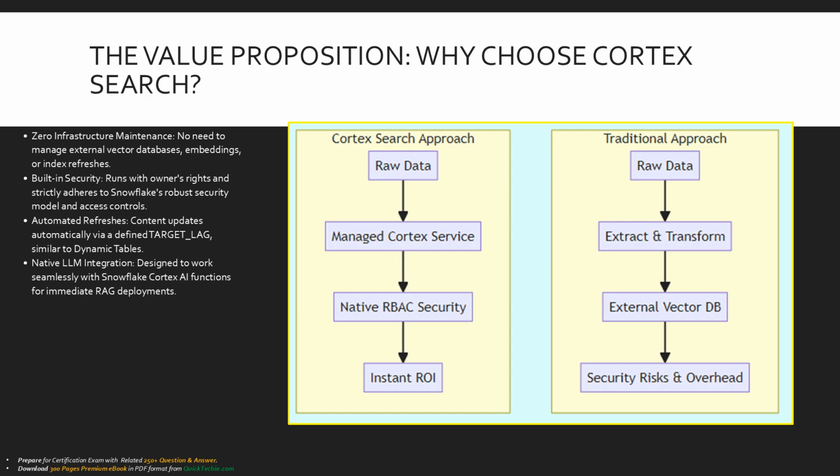Furthermore, security is paramount. Cortex Search services perform searches using owner's rights, meaning they follow the exact same rigorous security model as other Snowflake objects. When you create the service, you define a target lag, and Snowflake automatically ensures your search index stays fresh as the underlying data changes. Ultimately, this service is explicitly designed to be the retrieval backbone for your large language model applications, integrating flawlessly with Cortex AI functions to provide grounded, hallucination-free AI responses.